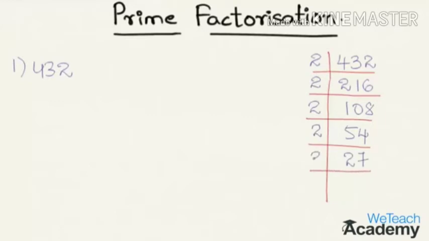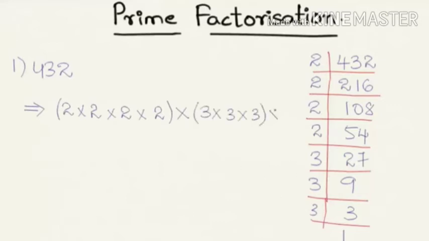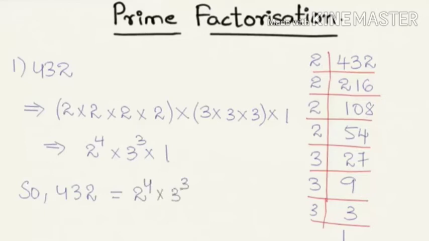Now again, 9 times 3 is 27. And we know that 3 times 3 is 9. And at last, 1 times 3 is 3. So we can write this as 2 multiplied by itself 4 times. And now again 3 multiplied by itself 3 times, into 1, which is nothing but 2 raised to the power 4 into 3 raised to the power 3 into 1. So 432 is equal to 2 raised to the power 4 into 3 raised to the power 3.